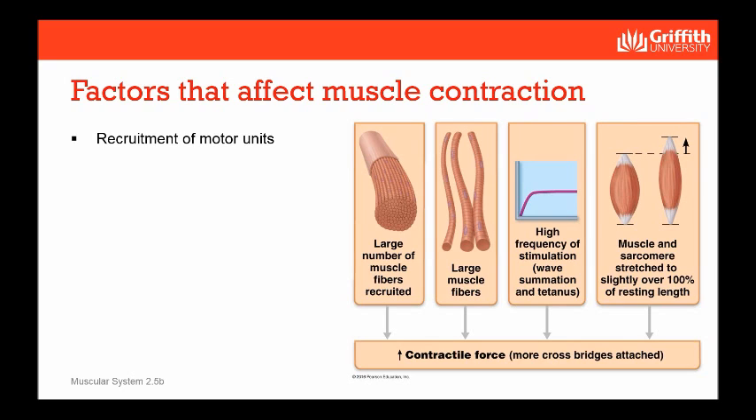If the stimulus is small, only a few motor units will be recruited to activate the muscle. However, in the case of a bigger stimulus, or action potential, a larger number of units will be recruited to provide a greater contractile force.